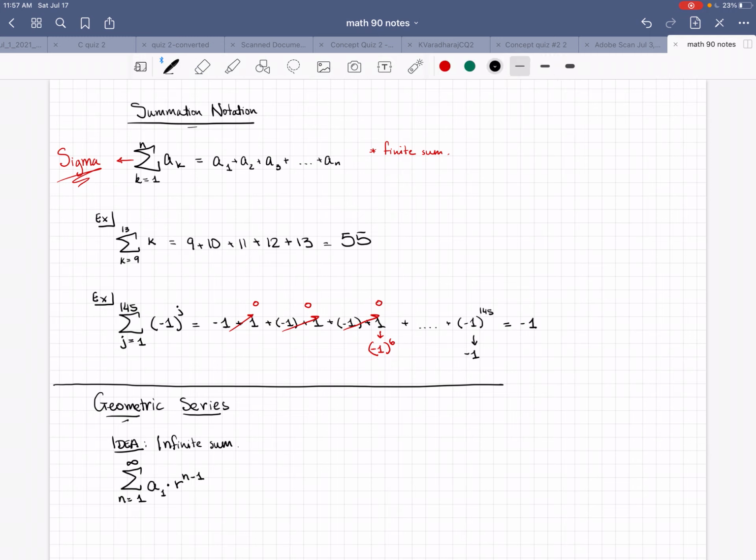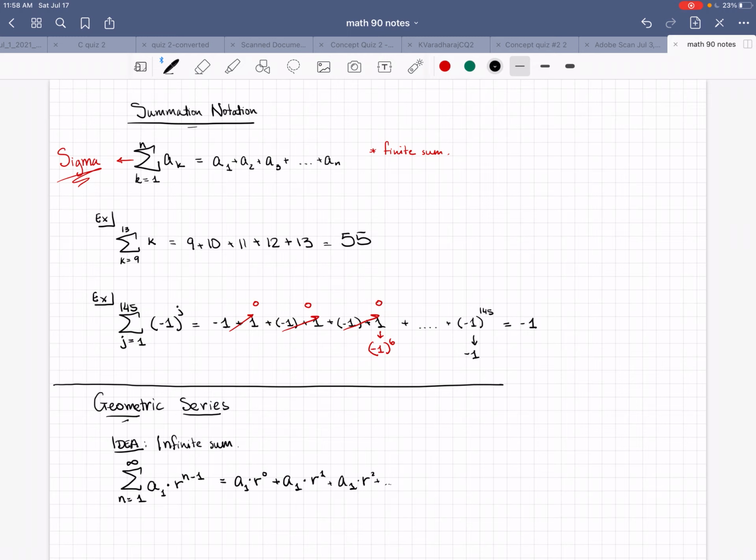So just to show you what this means, we have a sub 1 times r to the 0 power, plus a sub 1 times r to the first power, plus a sub 1 times r squared, plus so on. So this is something that I think really takes a second to digest and really believe.